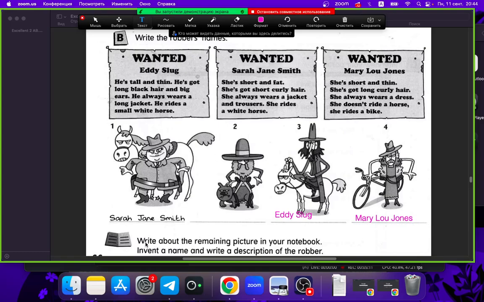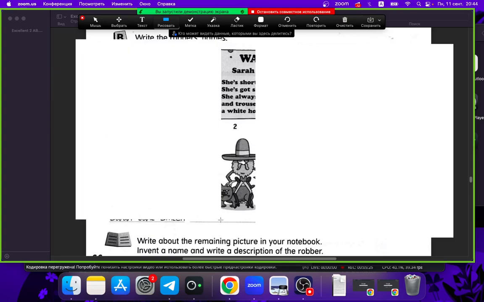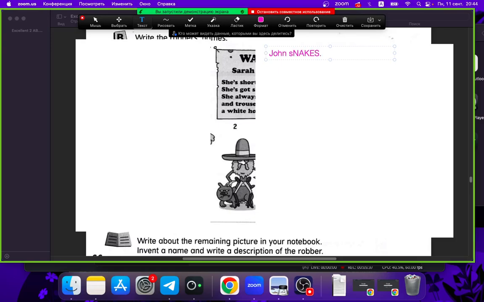And this man, look, write about the remaining picture in your notebook. Invent a name and write a description of the robber. Open, please, notebook, okay? Open your notebook, write down the day and the date, and let's write down this man's description. You will only need this man. So, what can we write about him? Let's call him John Snakes. I think this name suits him.